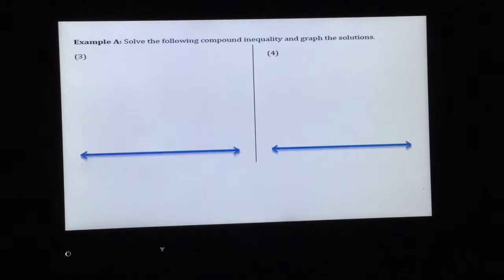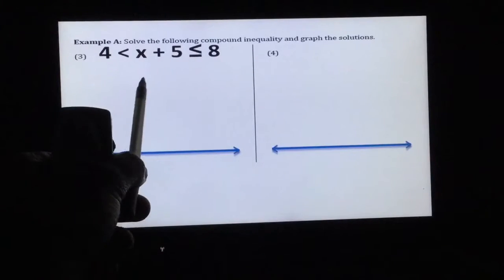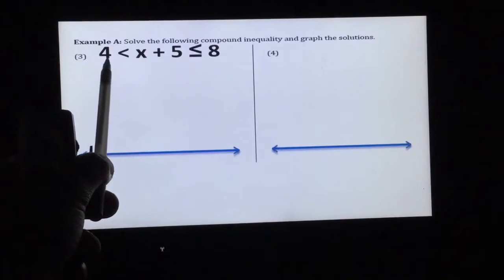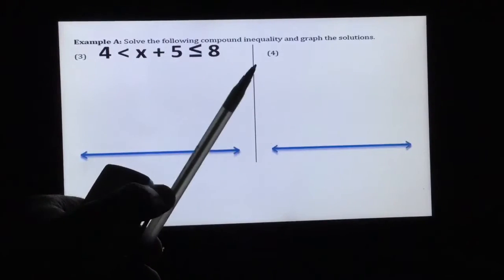All right, so for number 3, this is an AND problem. And the only reason I know it's an AND problem is because it is merged. Okay, it is 2 inequalities in 1 problem. So again, anytime you see that, it's automatically going to be an AND problem. Now, how do you split this up? Well, you're going to take the middle part of this, right? And you're going to split it with this inequality, and then you're going to split it with the other inequality.